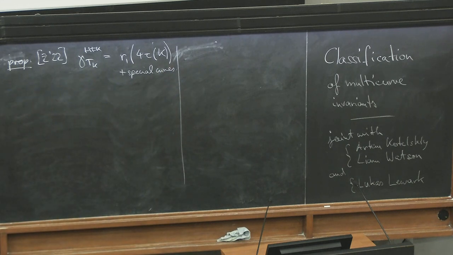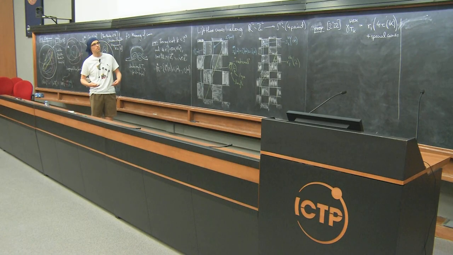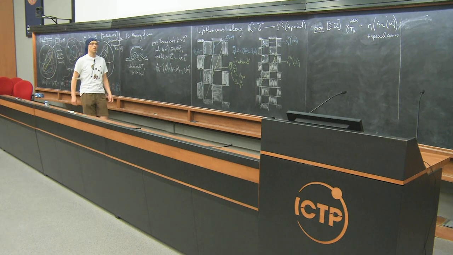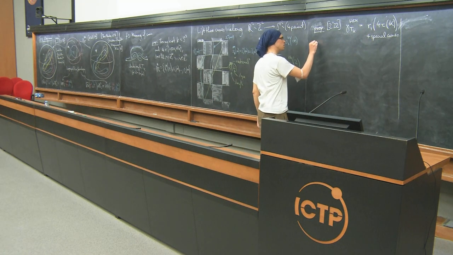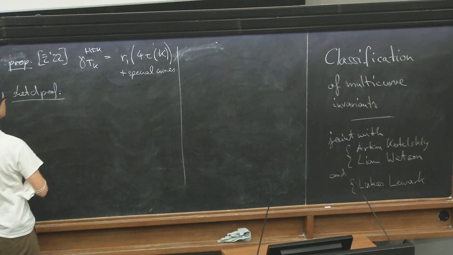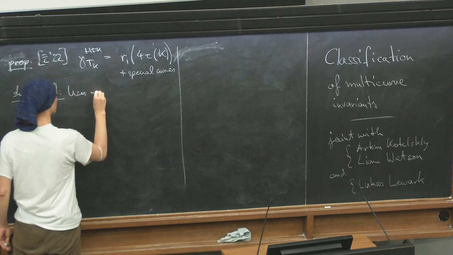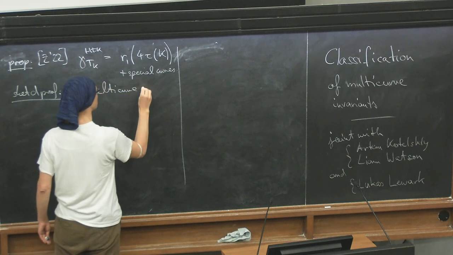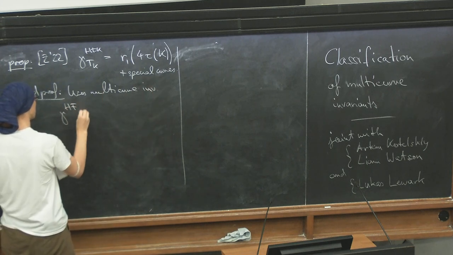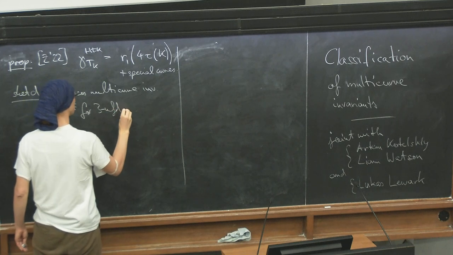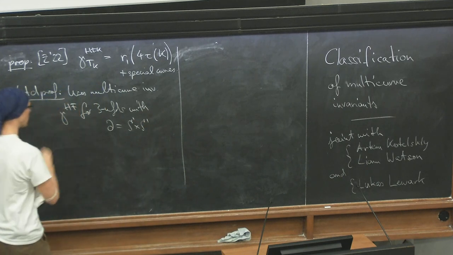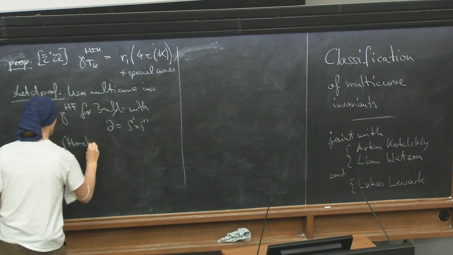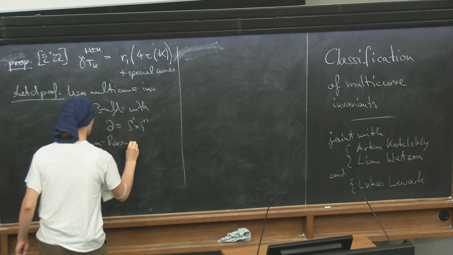Okay, and this proposition really is just a computation of a certain bordered Floer bimodule that allows you to extract this tau invariant from a certain third multicurve invariant that I want to mention here. So, sketch proof. This uses a multicurve invariant, gamma HF, for three-manifolds with boundary equal to the torus. And this multicurve invariant is due to Hanselman, Jake Rasmussen, and Liam Watson.